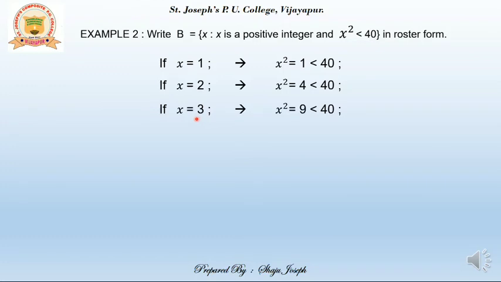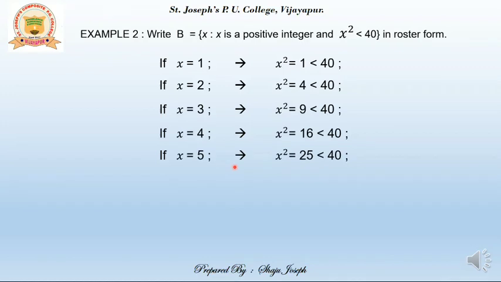Let's continue with 3. 3 square is 9. So again lesser than 40. Again 4. So 4 square is 16. Again it is less than 40. That means all these numbers 1, 2, 3, 4 till now belong to the set B. What about 5? Yes, of course, its square is 25. Still lesser than 40. How about 6? Very, very nice. 36, which is the square of 6, is again less than 40. That means this is also an element of set B.